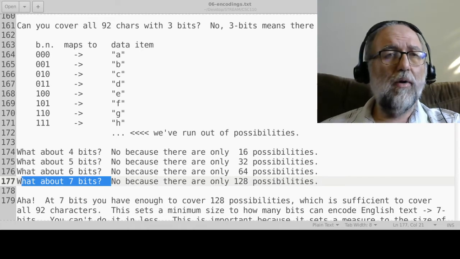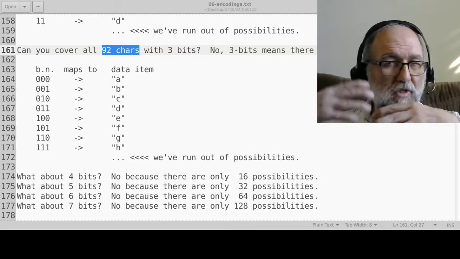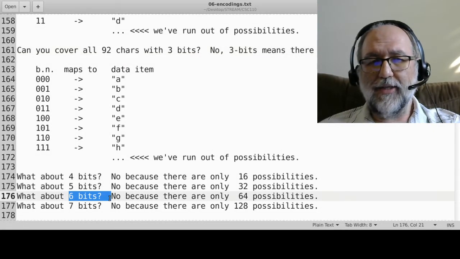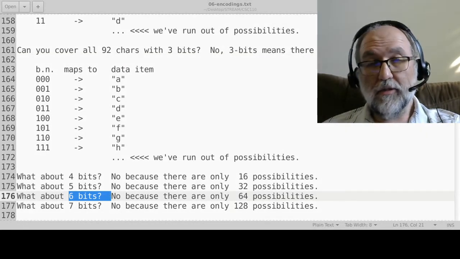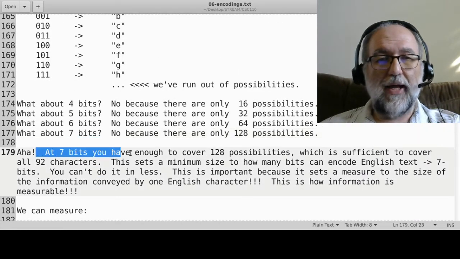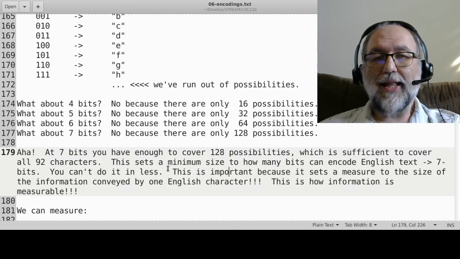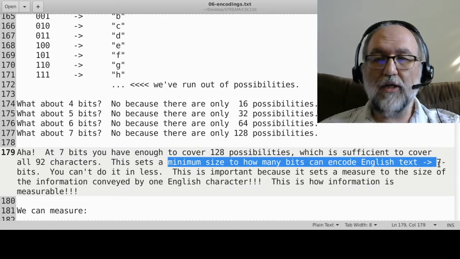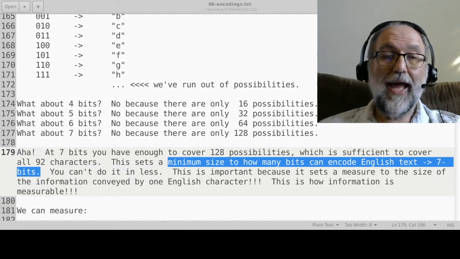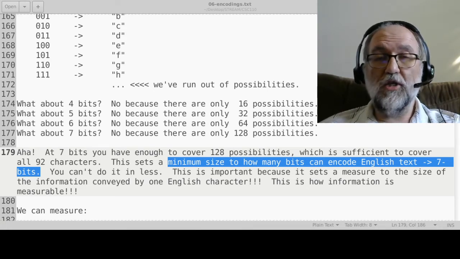Okay, so once again, what we did was we said, look, we need to encode 92 characters, including those special characters, white spaces, and so on. And we said, well, for 92 characters, 6 bits is not enough. So is 7 bits enough? Yes. And so basically, at 7 bits, you have enough to cover 128 possibilities, which covers your 92. And that basically sets the minimum size to how many bits are needed to encode English text. Each character in English text has to be 7 bits in size. And there you go. That's how information is measured.